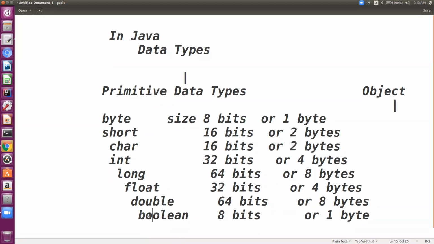Boolean is a data type which can store only two values, one at a time, of course. It can have either true or false, nothing more than that.